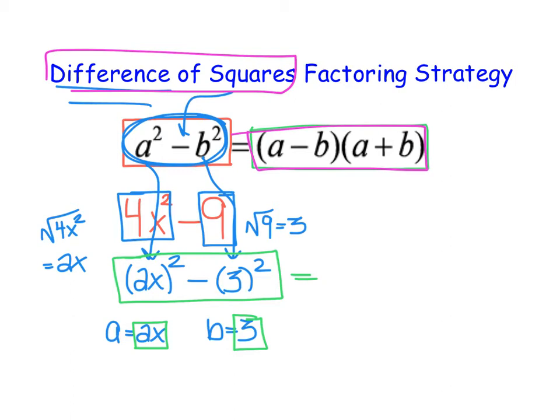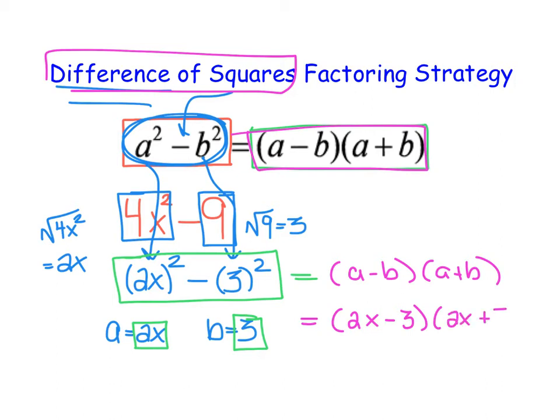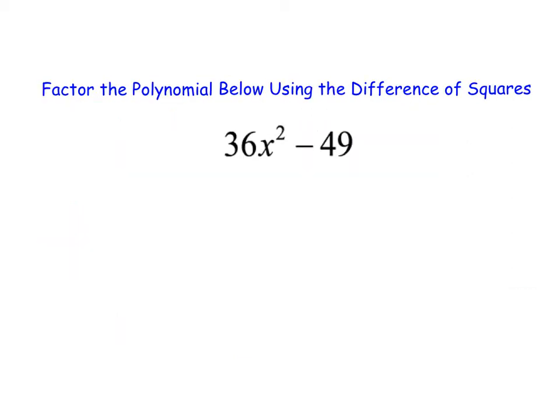Because I have a difference of squares situation, I can follow this pattern, and remember it's going to be a minus b times a plus b. If I use the values for this particular problem, I get a is 2x minus b is 3, times a is 2x plus b is 3. So I can use the difference of squares strategy to end up with my factored form of 2x minus 3 times 2x plus 3. Now let's see if we can use this strategy on another problem.